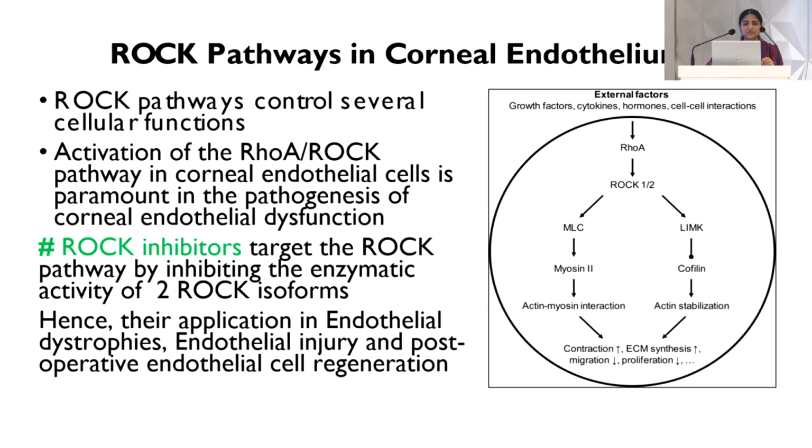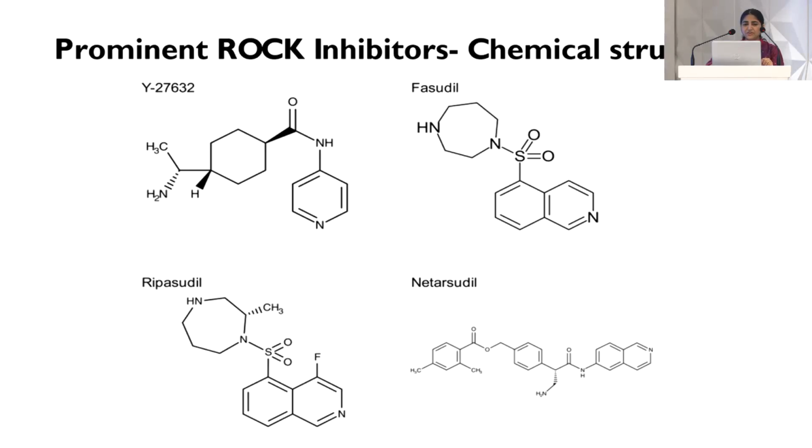The activation of ROCK pathway in corneal endothelial cells is paramount in the pathogenesis of corneal endothelial dysfunction. ROCK inhibitors, when we use them, target the ROCK pathways by inhibiting the enzymatic activity of the two ROCK isoforms, ROCK1 and ROCK2, and hence their application in endothelial dystrophies, endothelial injury, and post-operative endothelial cell regeneration.